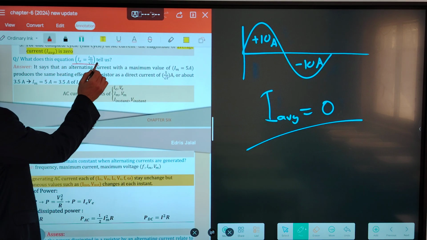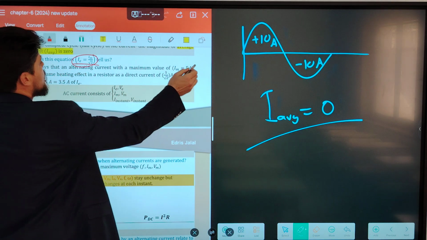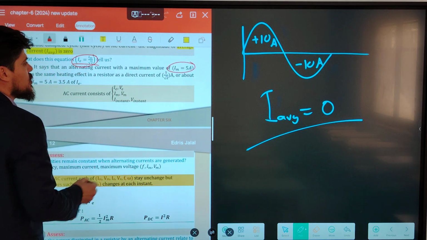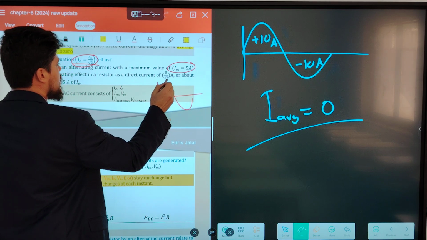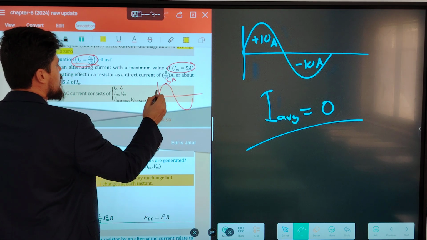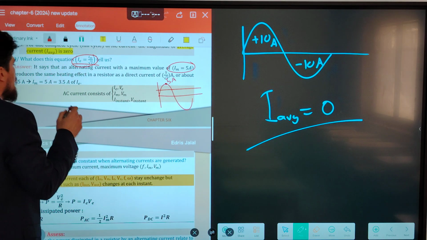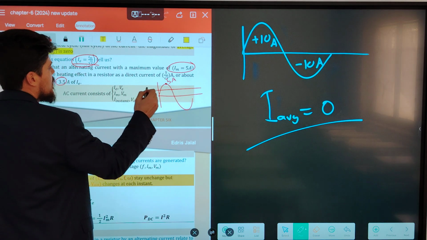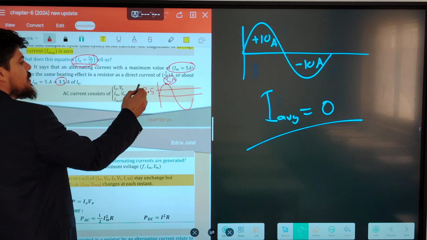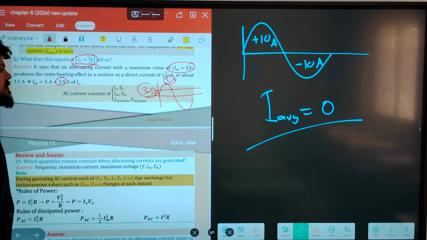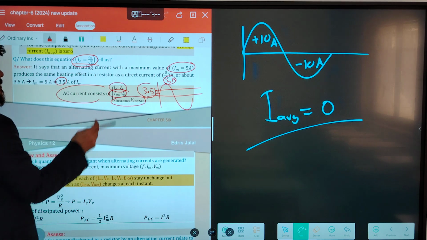What does this equation tell us? IE is equal to IM over radical 2. It means that if in an AC source the maximum current is equal to 5 ampere, the effective current should be less than 5 ampere, about 3.5. When maximum current is 5 ampere, effective current becomes 3.5. In AC current, what do we have? Effective value, maximum value, and instantaneous values.